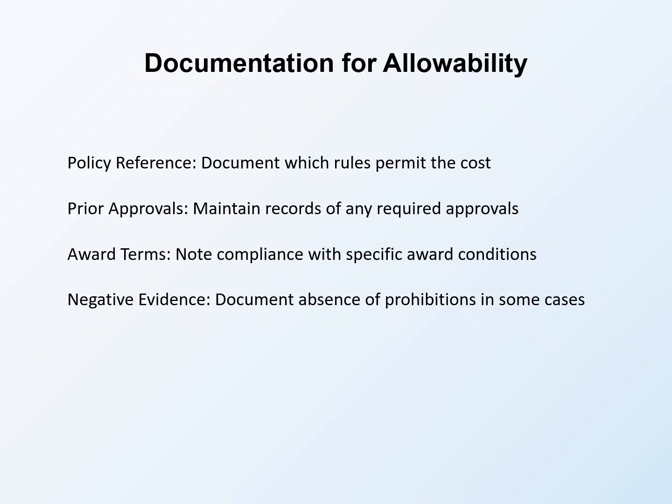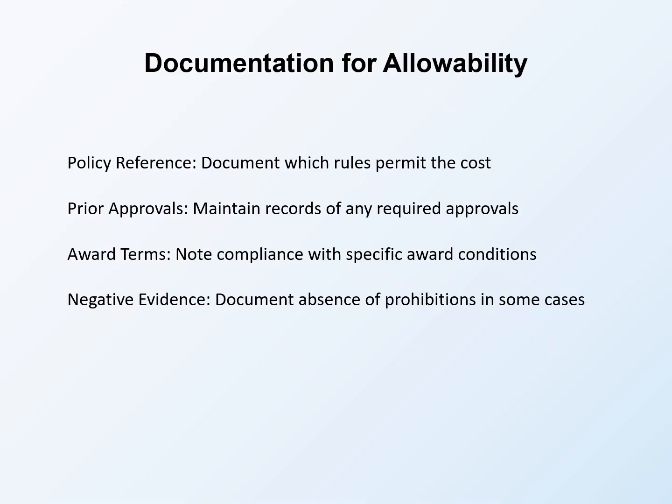Documenting allowability protects you during audits and demonstrates thoughtful compliance. Good documentation practices make audit defense straightforward. Policy reference documentation shows which rules permit the cost. When making significant expenditures, note the regulatory or policy authority that allows them. For routine costs, this may seem excessive, but for costs that might be questioned, having the reference readily available streamlines any inquiry.